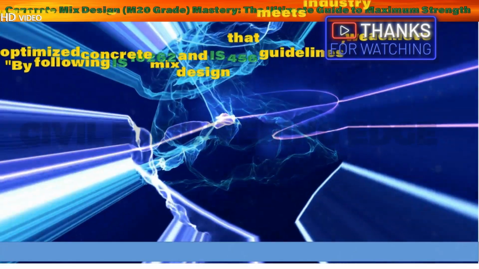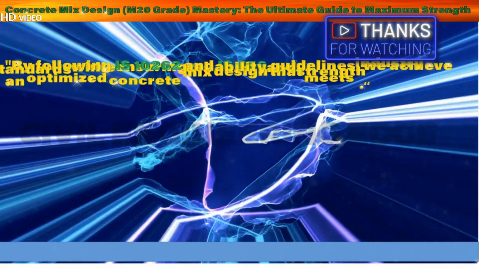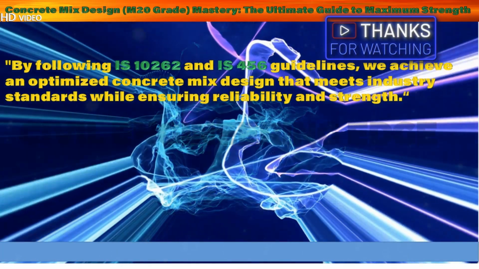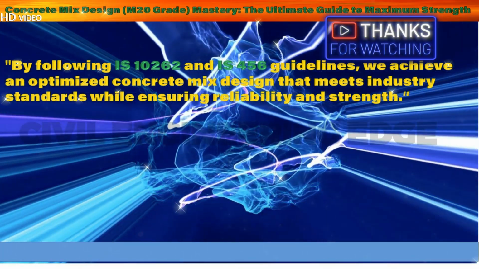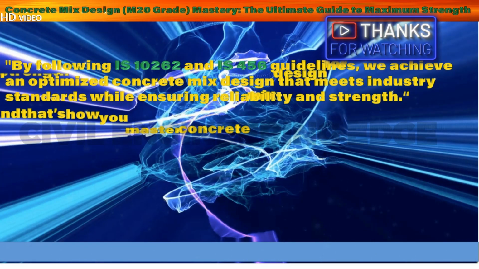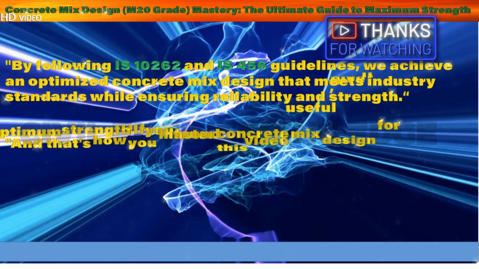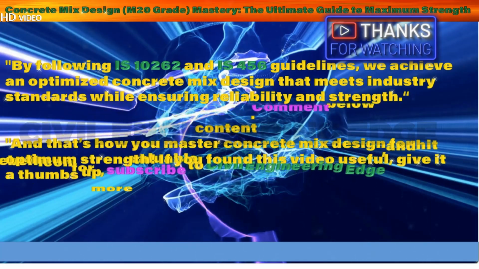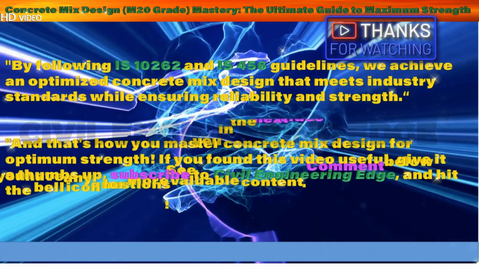Environmental benefits: reduced cement usage lowers carbon footprint, making construction more sustainable. By following Indian Standard 10262 and Indian Standard 456 guidelines, we achieve an optimized concrete mix design that meets industry standards while ensuring reliability and strength. And that's how you master concrete mix design for optimum strength.